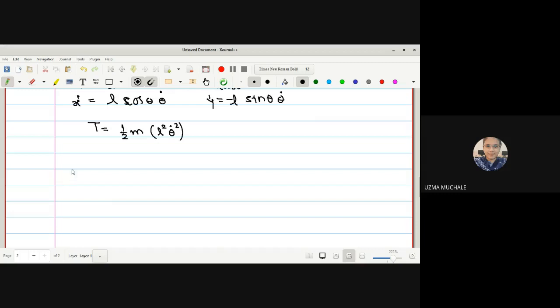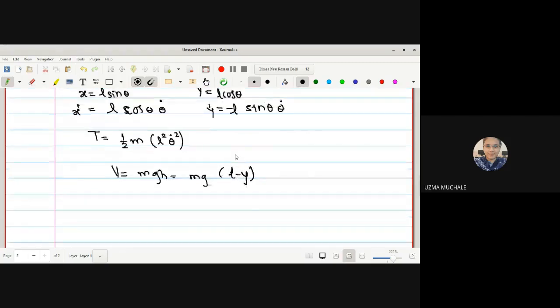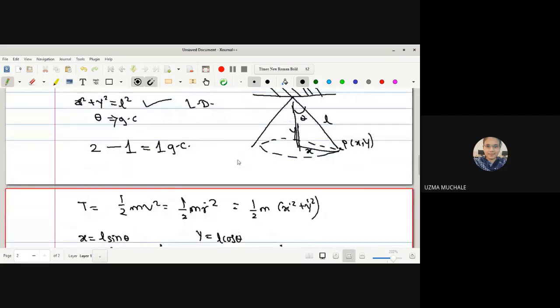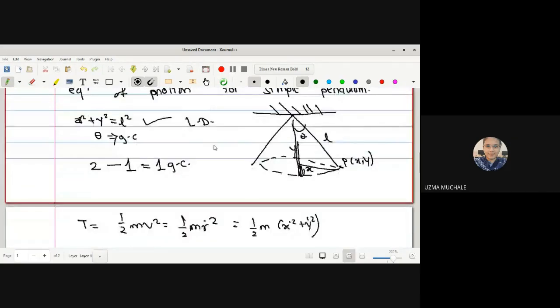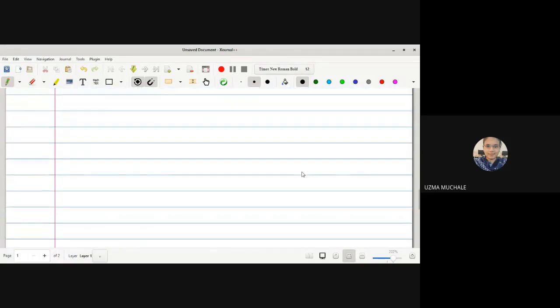If you want to cross-verify the value of T which we have found already, we will get the same value. Now what is V? We have done it already in our first chapter. V is equal to mgh. And what is the height of the pendulum? h is nothing but L minus y, that is, the length of the pendulum minus the y coordinate. This portion is the height of the simple pendulum, that is, the area in which it is moving. So this is the height of that pendulum.